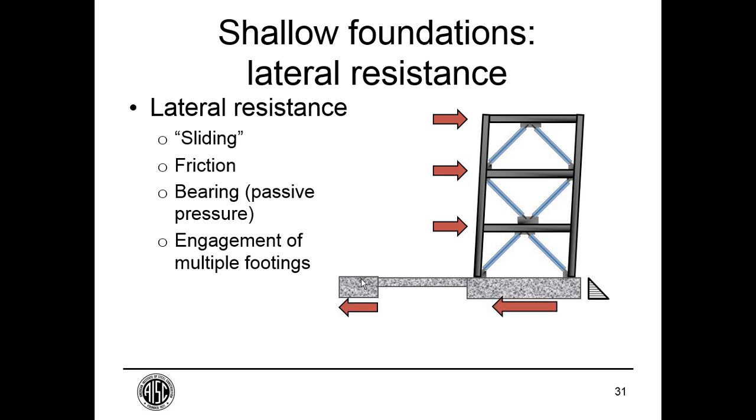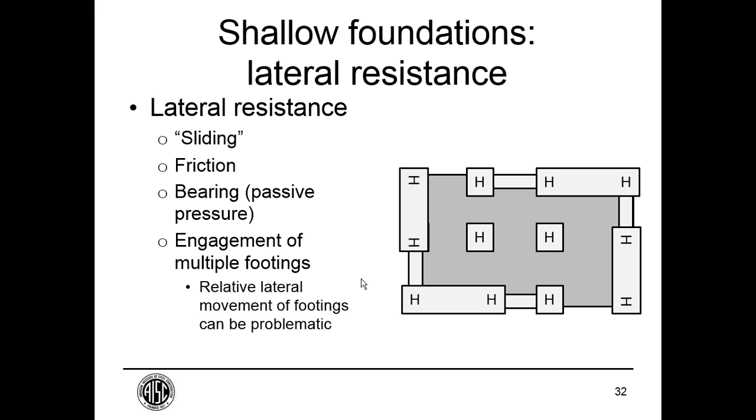Where we have problems with lateral resistance, a common strategy is to reach out and grab more footings in order to get more lateral resistance, say friction on other footings under gravity columns. And so you might end up with a foundation plan that looks like this.